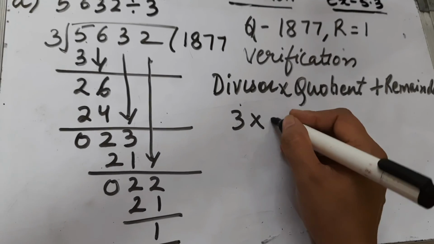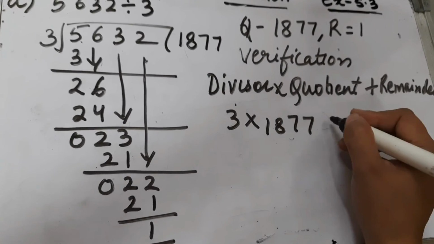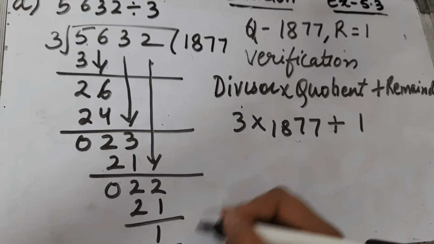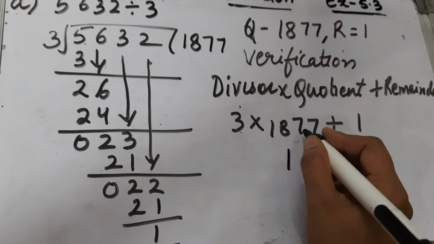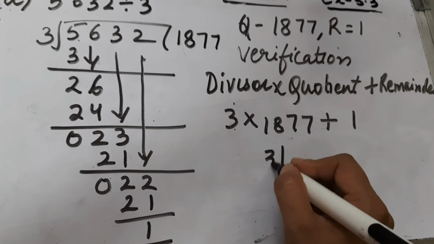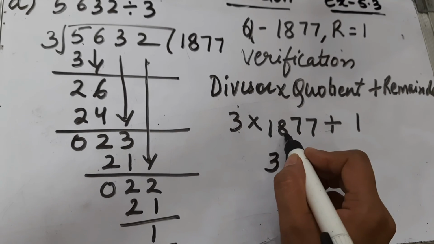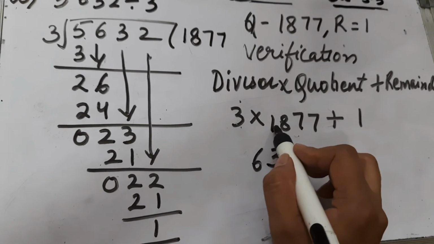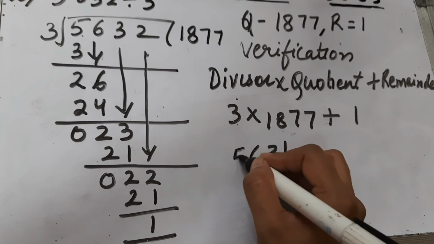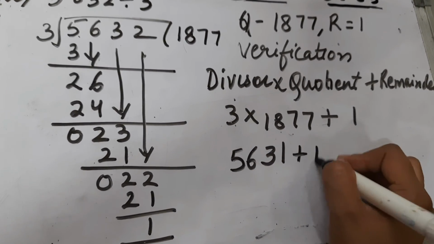Quotient is 1877, and add the remainder to it. Now solve it. 3 sevens are 21. 21 plus 2 is 23. 3 eights are 24. 24 plus 2 is 26. 3 ones are 3 plus 2 is 5, and add 1 to it.